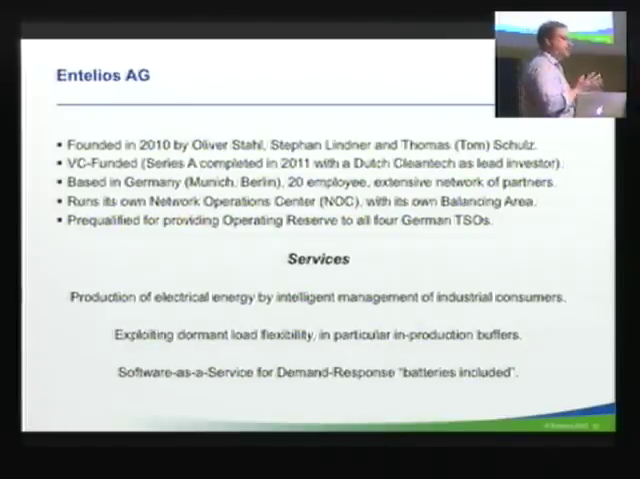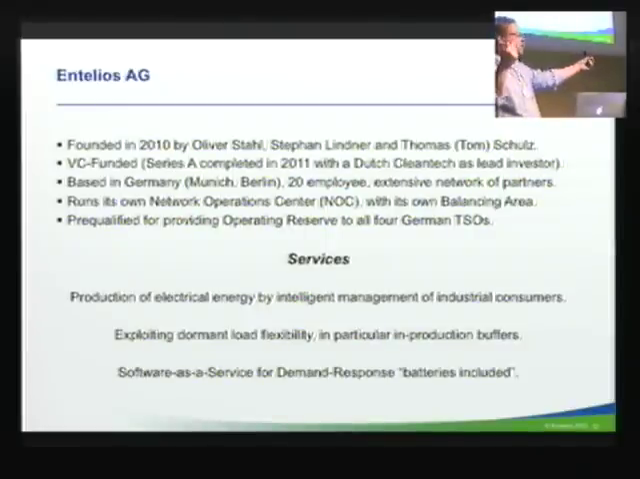So we have an operation in place, but it still needs to grow, and we are still flexible in where it really takes us. The most important thing is what do we actually offer? We offer production of electrical energy by intelligent management of industrial consumers. Now that's a mouthful, but essentially it comes down to what I said before, that we connect companies like paper mills, and we install something at their site. We call it an e-box, it's an embedded system. We communicate with this e-box all the time.